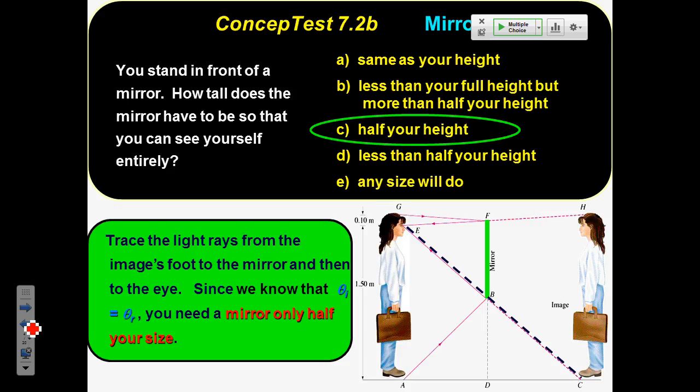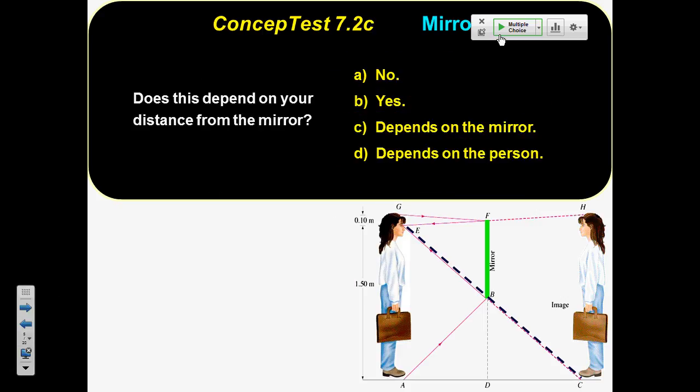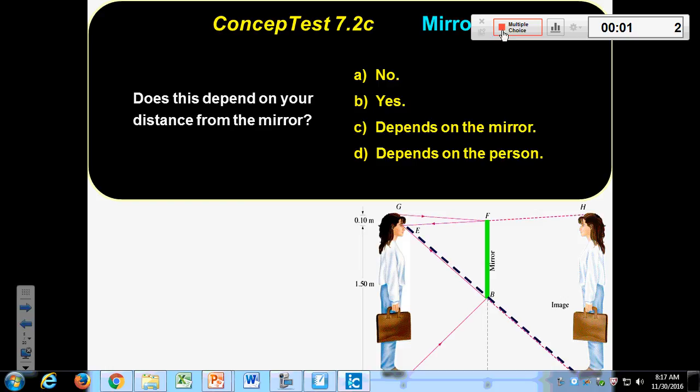Well, that's the next question. So the next question is, does this depend on your distance from the mirror? So what Brennan was asking, what if you have a smaller mirror? Can't you just back away from it and then you'll be able to see more of yourself? Is that true? So does this depend on the distance from the mirror? No, that would say that the distance from the mirror doesn't affect how much of you see in yourself. Yes would mean if you move further back, then you will see more of yourself. C depends on the mirror or depends on the person. Maybe if you're really tall, does that matter?